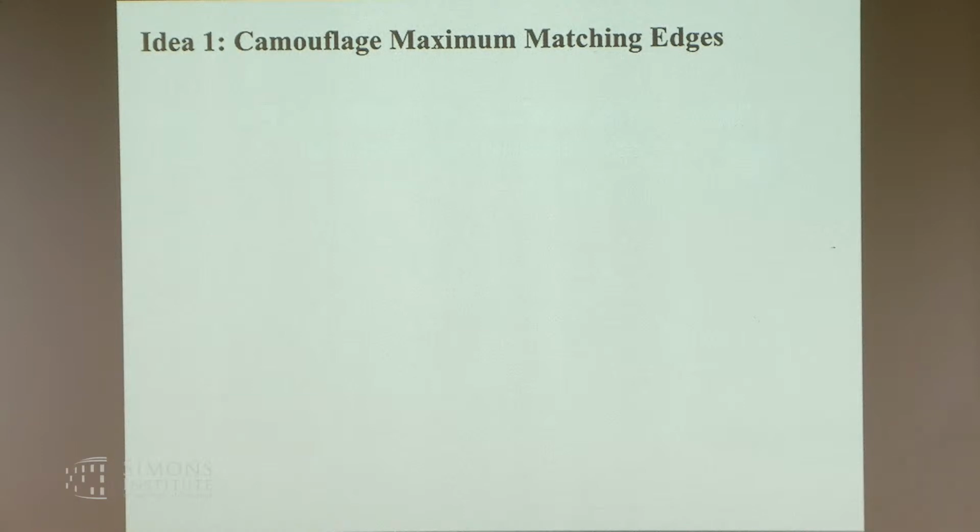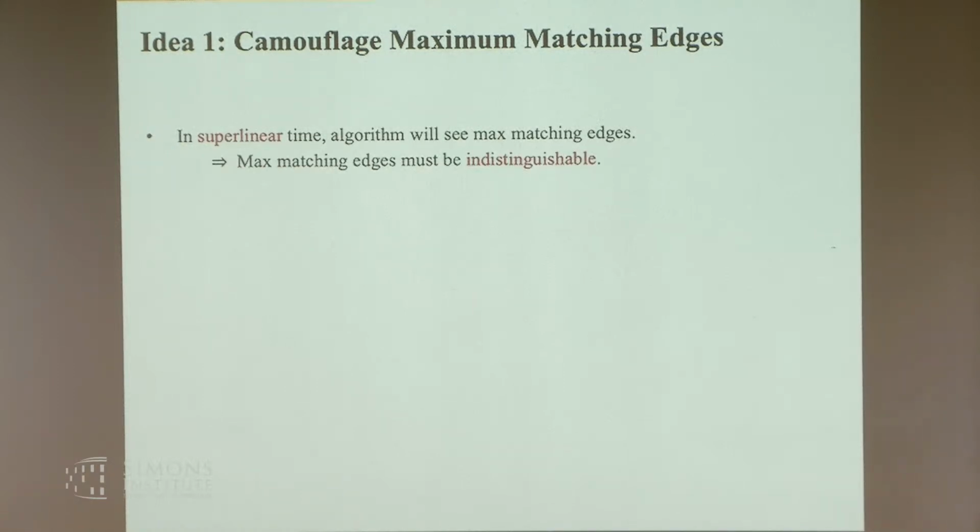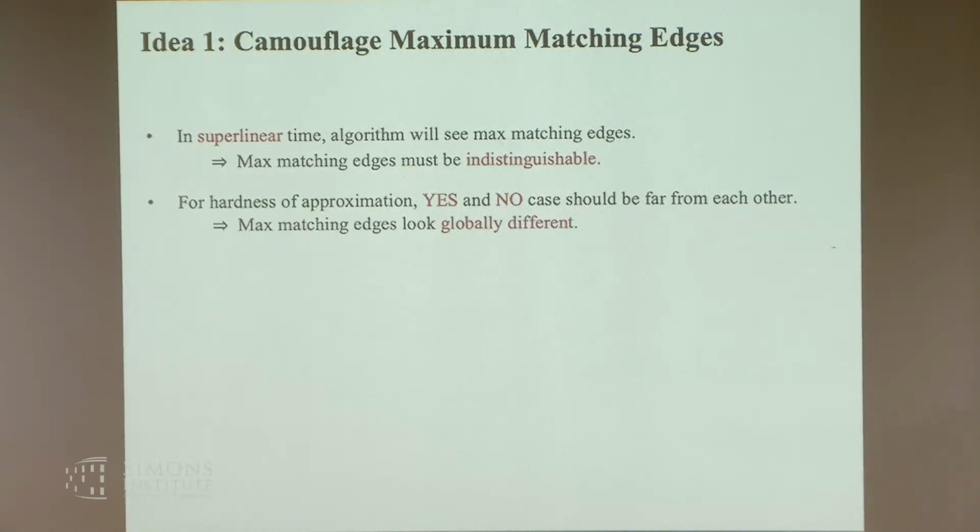The next idea we call camouflaging the maximum matching edges. When we have superlinear algorithms, the algorithm is going to see some of the maximum matching edges, and we need to somehow hide those edges and show that they are not distinguishable for the algorithm. They should be locally indistinguishable compared to the other edges. Also, because we are proving hardness of approximation, the yes case and no case should be far from each other. So the max matching edges globally look different, but a constant fraction of them should be locally similar to other edges.